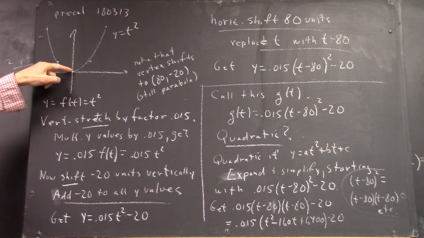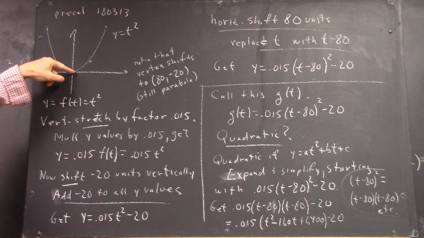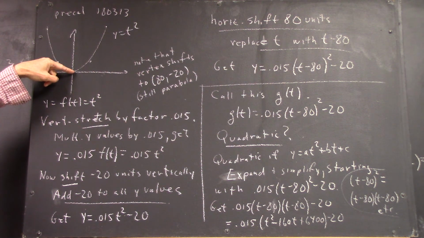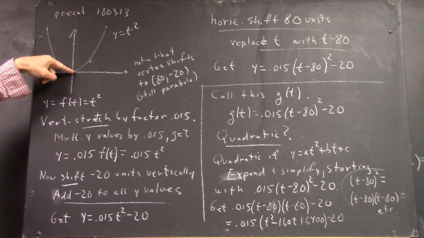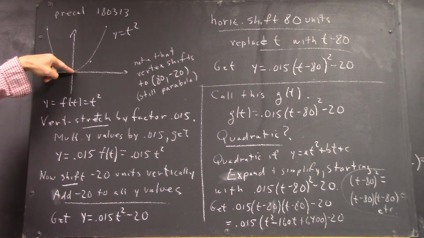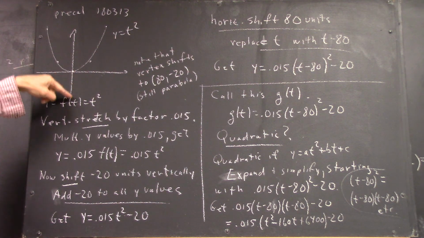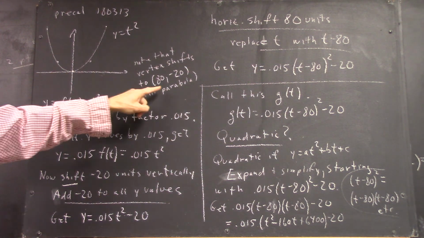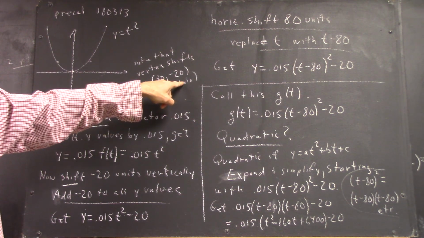So when you multiply 0 by any number, you get 0, so the point (0, 0) is going to stay at y equals 0, right? When you vertically stretch it, it's still going to be at the origin. Then when you horizontally and vertically shift it, well, you vertically shift it negative 20 units, that's going to take it 20 units down. Horizontally shift it 80 units, it's going to be at (80, -20), right?